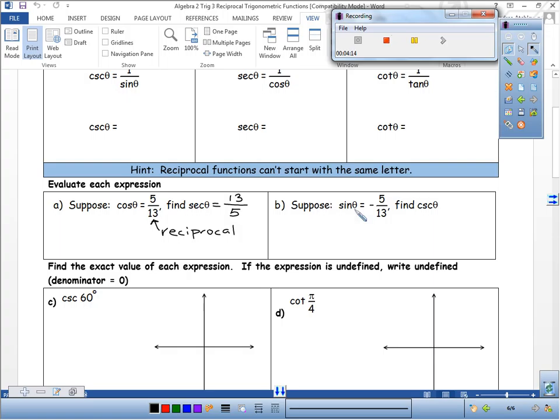Same thing here. Sine of theta is negative 5 over 13, and cosecant is the reciprocal. So you stay negative and just flip it. 13 over 5. Any questions over that? We're all good? Okay.